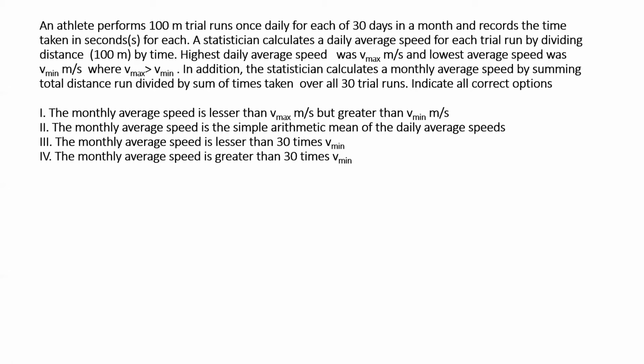Highest daily average speed was Vmax and lowest average speed was Vmin, where Vmax is greater than Vmin. In addition, the statistician calculates a monthly average speed by summing total distance run divided by sum of times taken over all 30 trial runs.